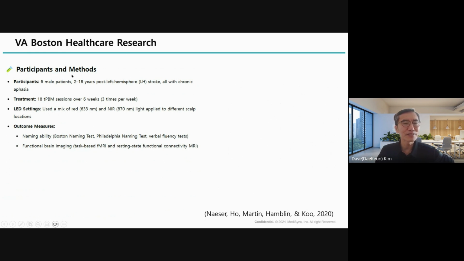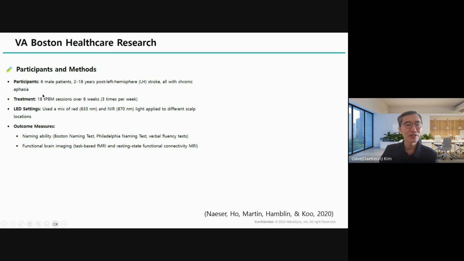The participant number is very small. In this case, only 6 cases. And all the stroke patients had a left hemisphere stroke. And this is not acute phase stroke rehabilitation; some were 2 years and some even 8 years post stroke.